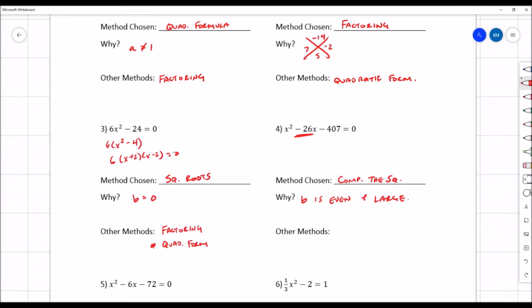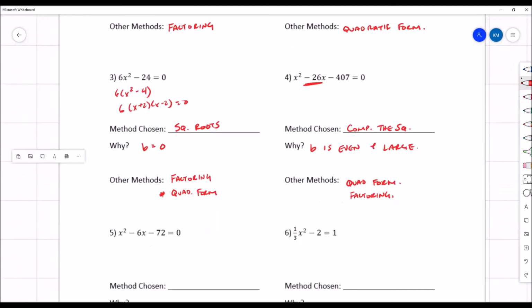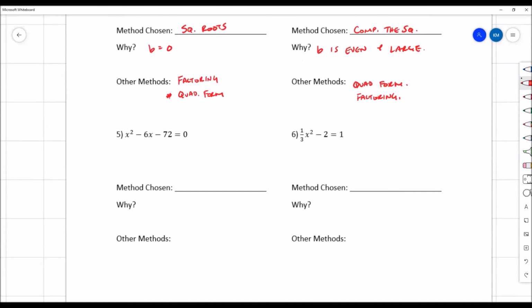Okay. Other methods you could use, quadratic formula. Numbers are really big and a lot of negatives, so room for error. I would probably not choose to do that first, but you could. And if you were just like, hey, Mr. Milton, why can't you think of two numbers that multiply to give you 407 and add to give you 26? And factoring is there for you. Okay, so those are our three methods that we could have used to solve that equation.